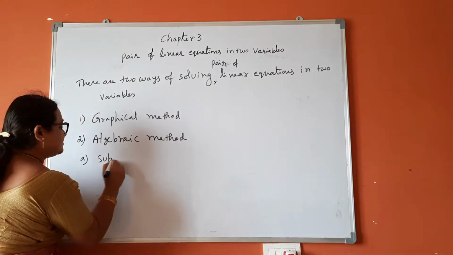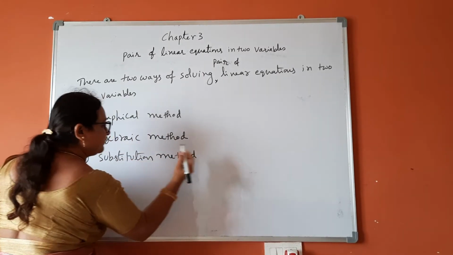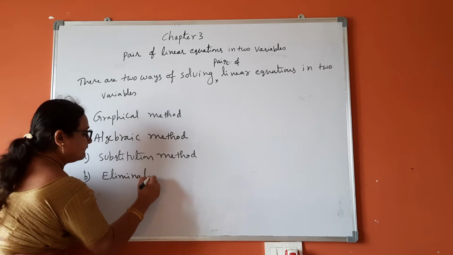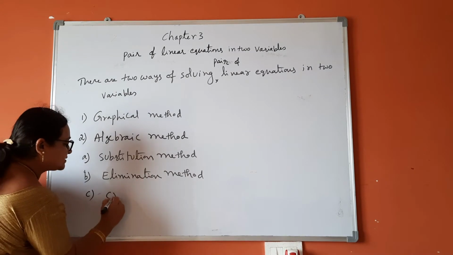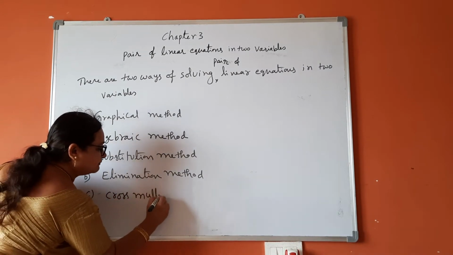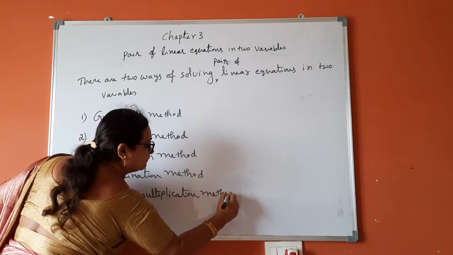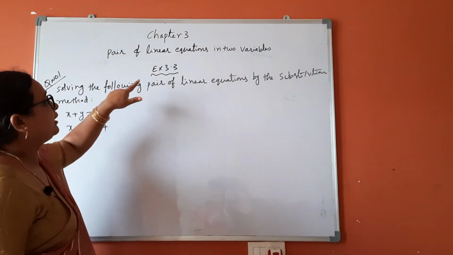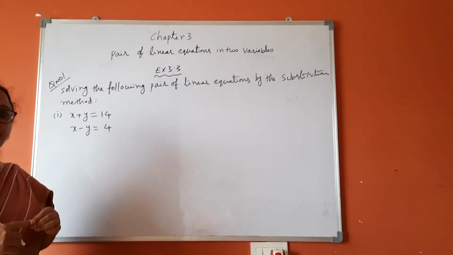First one is substitution method, and second one is elimination method, and third one is cross multiplication method. Let us start with the substitution method. Exercise 3.3. Solve the following pair of linear equations by the substitution method. That is our first method of algebraic methods.